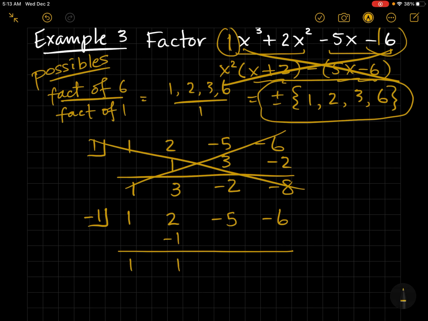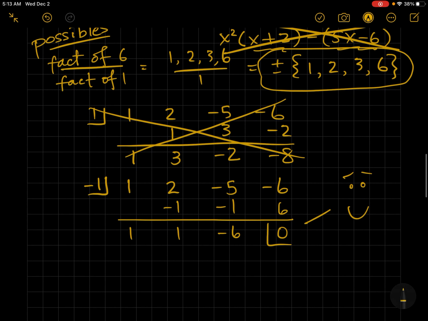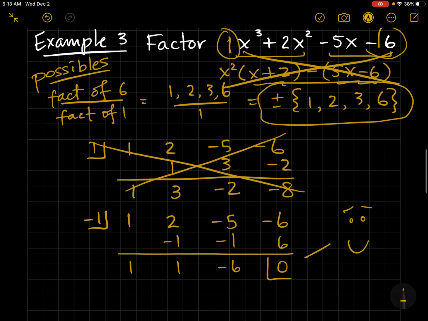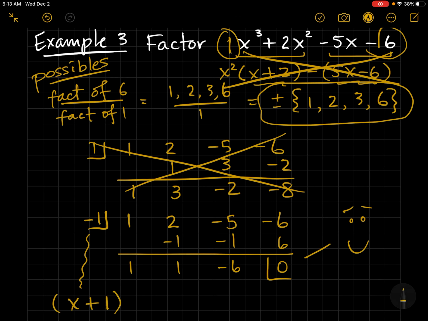So I'm going to go down, -1, 1, -1, -6. Yay! I'm so happy when I get that. Yay. Okay, so how do we interpret this and how do we move forward is the question. So what's going on is if -1 is in the corner, think back to the last lesson, then the divisor must have been x plus 1.